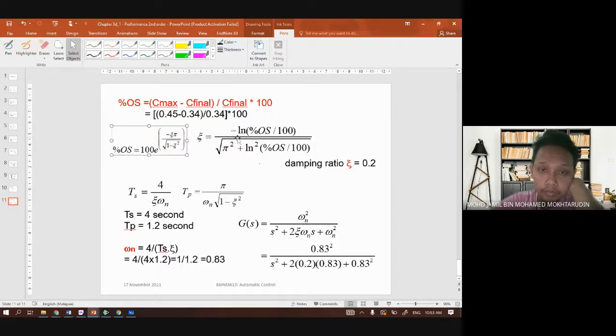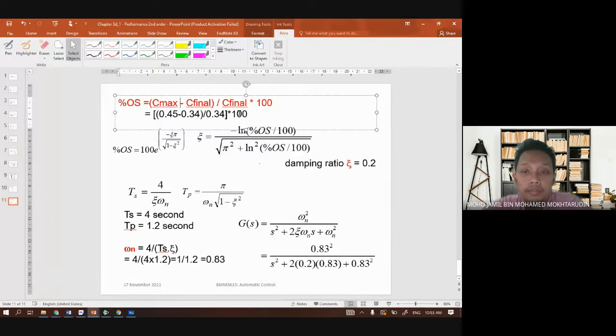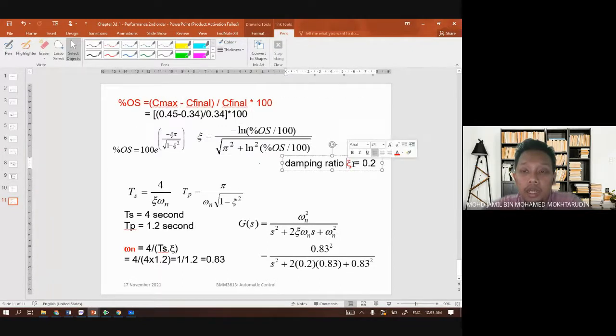Okay. So for now, hafal or write in your notes. Okay. And then use this formula and substitute percent overshoot using this calculation. And you'll get damping ratio equals 0.2.